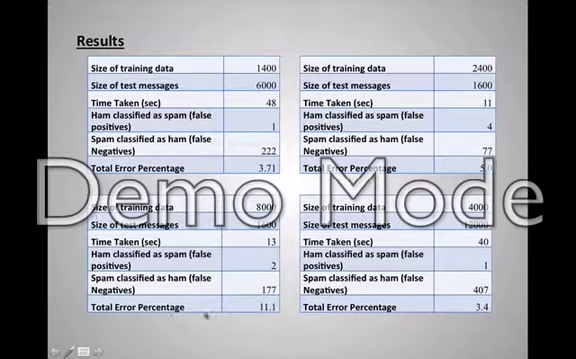In the second output, we have training data of 8,000 but the size of test messages is 1,600. The time taken is 13 seconds because only 1,600 mails are classified. There are 2 false positives and 177 false negatives, and the total error percentage is 11.7. There are 2 other test cases for different sizes of training data and test messages.